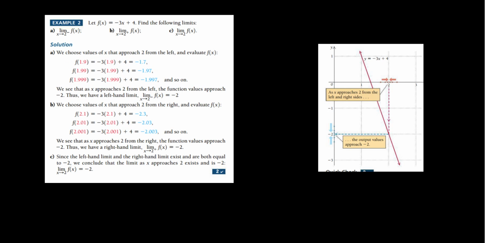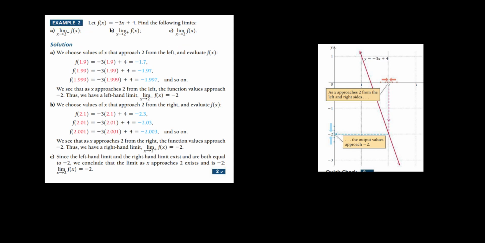Anyways, let's move on. So example 2, we're going to let f of x equal negative 3x plus 4. We need to find the following limits, okay? So A, we're going to find the limit approaching 2 from the left side. We're going to find the limit approaching 2 from the right side. And if these two do exist, we're going to find the limit as x approaches 2, okay?